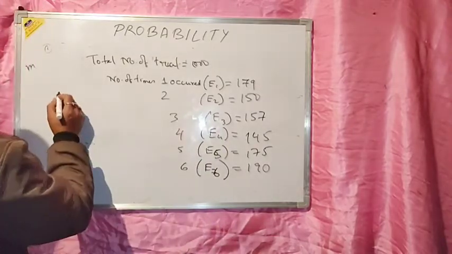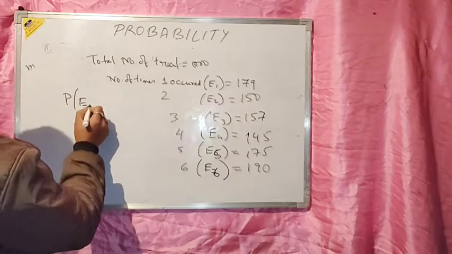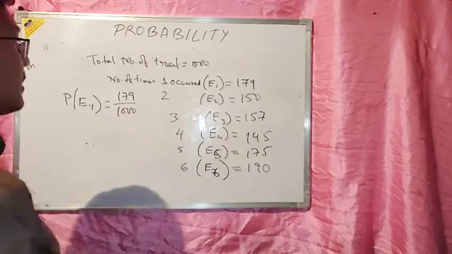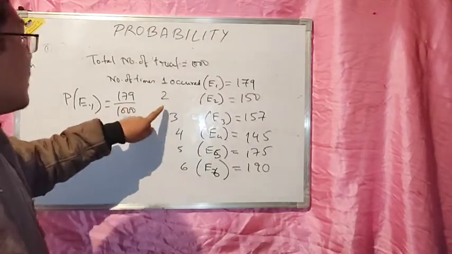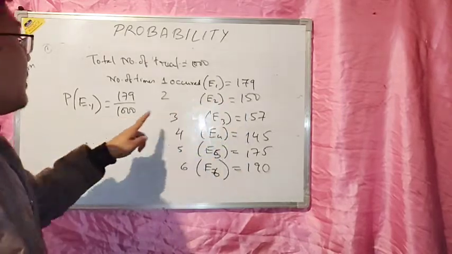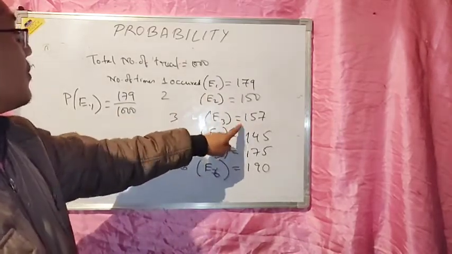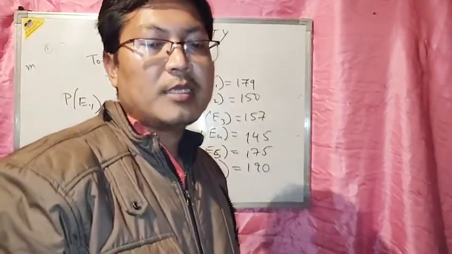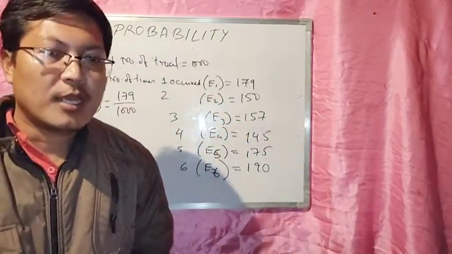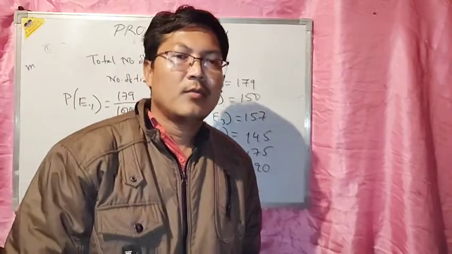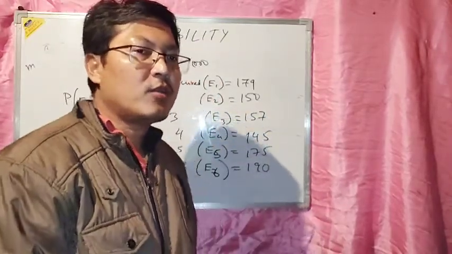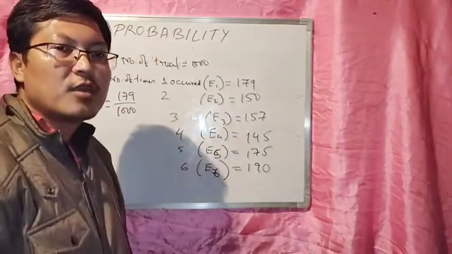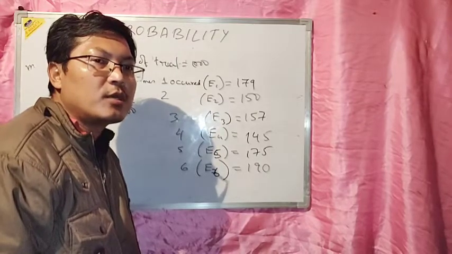Suppose, what will be the answer? Probability of E1 is 179 by 1000. Like this, we have to do all. Probability of occurrence of E2 is 150 by 1000. Okay, is it clear? Find the probability of getting each outcome. Here it is given to find each outcome, but in the exam it may be given to find a particular number. That particular number may be 4, 5 or 6. Find the probability of getting 5.